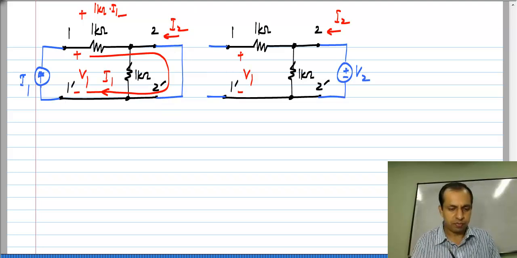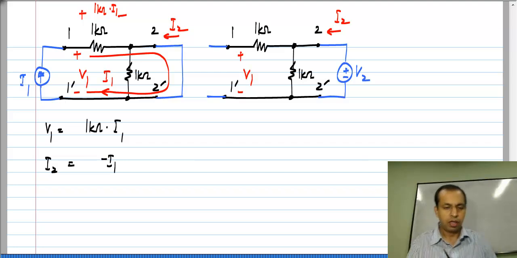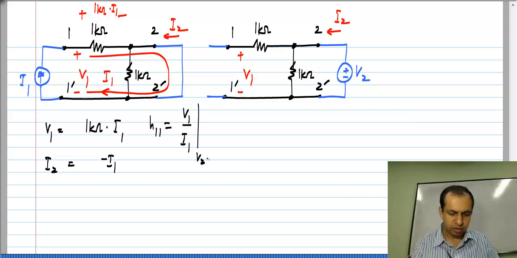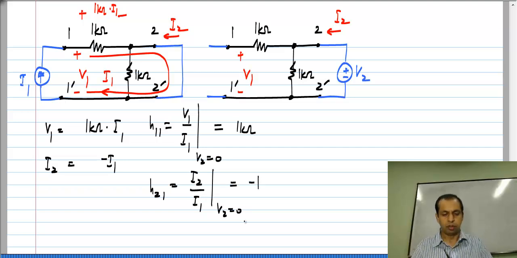So, after that we have a short circuit. So, V 1 is 1 kilo ohm times I 1, and I 2, you can see that it is simply the opposite of this current I 1. So, I 2 is minus I 1, and from these two what do we get? H 1 1 is V 1 by I 1 with V 2 set to 0, which comes out to be 1 kilo ohms, and H 2 1 which is I 2 by I 1 with V 2 set to 0, and this comes out to be minus 1. Okay? So, you can see that H 1 1 has dimensions of resistance and H 2 1 is dimensionless. Okay? It is the current gain from port 1 to port 2.